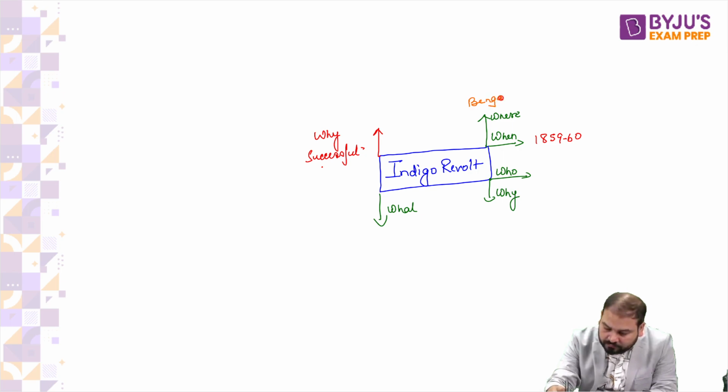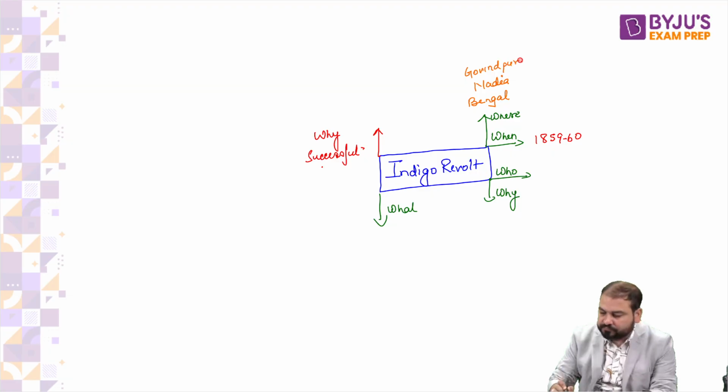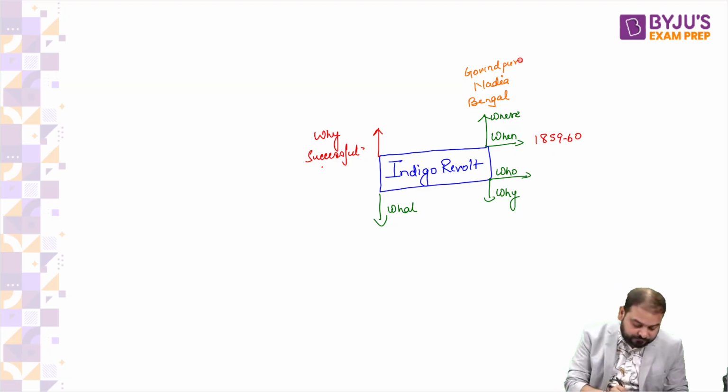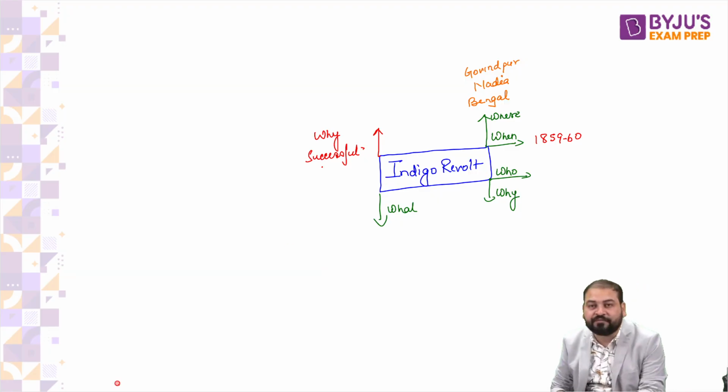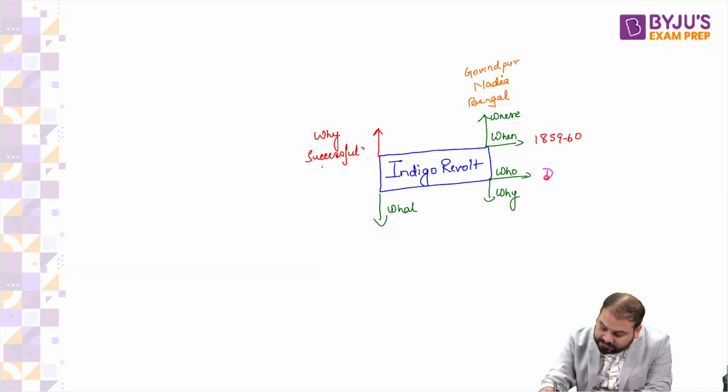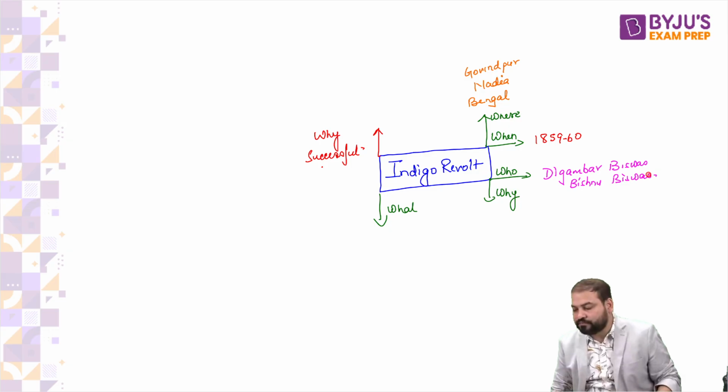in Bengal. There is a district called Nadia. In that, there is a village called Govindpur. It started from there. My third question to myself is, who were the leaders of this revolt? Digambar Vishwas and Vishnu Vishwas were the leaders of this revolt.